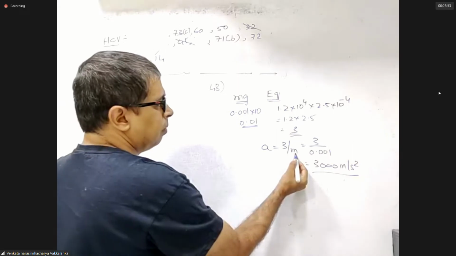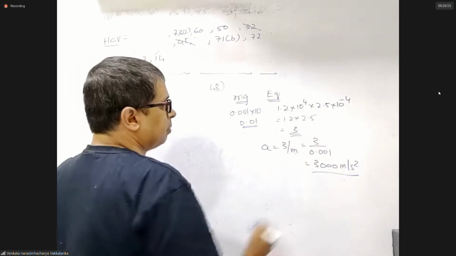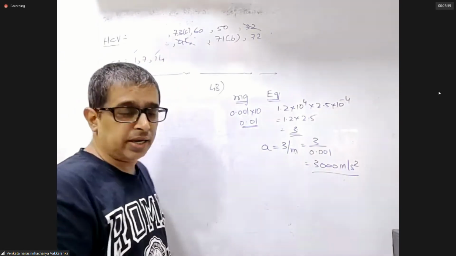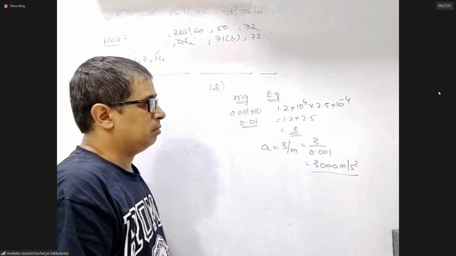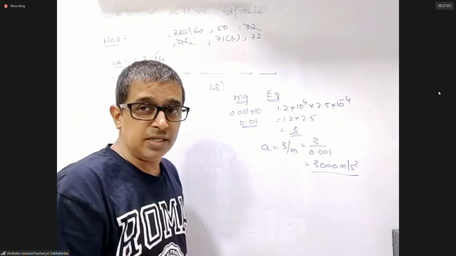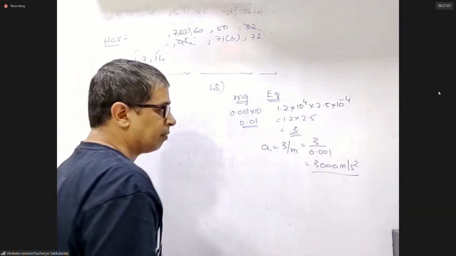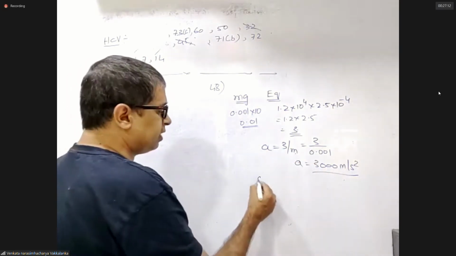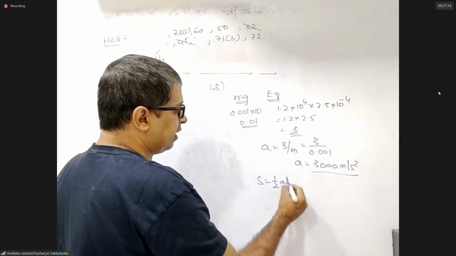Acceleration is force divided by mass. Mass is 1 gram. 1 gram is 0.001 kg, right? 1000 grams is 1 kg. Yes or no? Yes, sir. Now, once you know the acceleration, s is equal to half a t square.